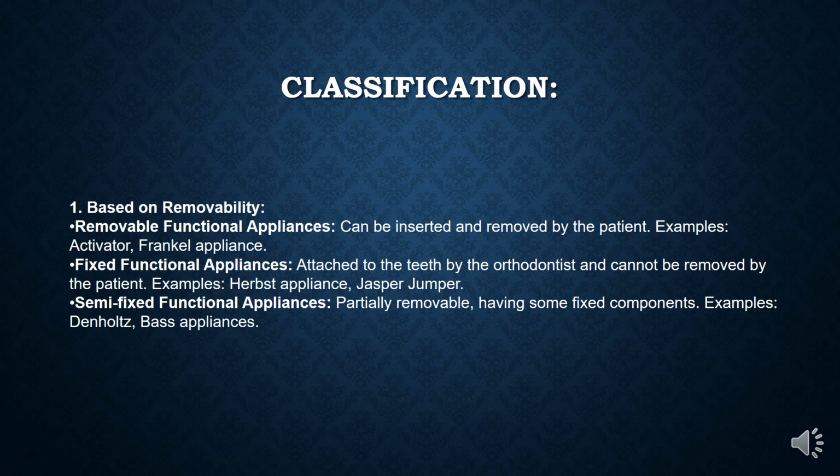There are various classifications. First one is based on removability. They can be removable functional appliances which can be inserted and removed by the patient. Examples are activator and Frankel appliance. Second one are fixed functional appliances. These are attached to the teeth by the orthodontist and cannot be removed by the patient. Examples are the Herbst appliance and Jasper jumper. Then semi-fixed functional appliances. These are partially removable having some fixed components. Examples are Dentholz and Bass appliances.